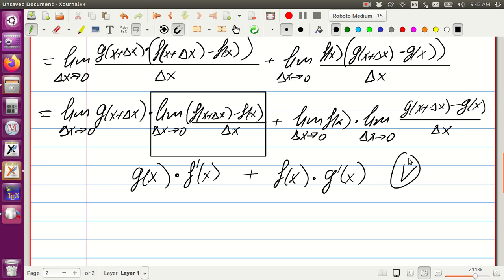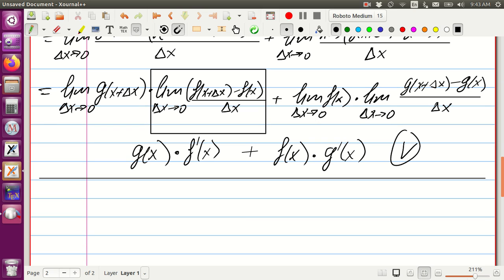So again, complicated rule, yes, but it is what it is. You can't really change it. So let's do a few examples just to see how this rule works.